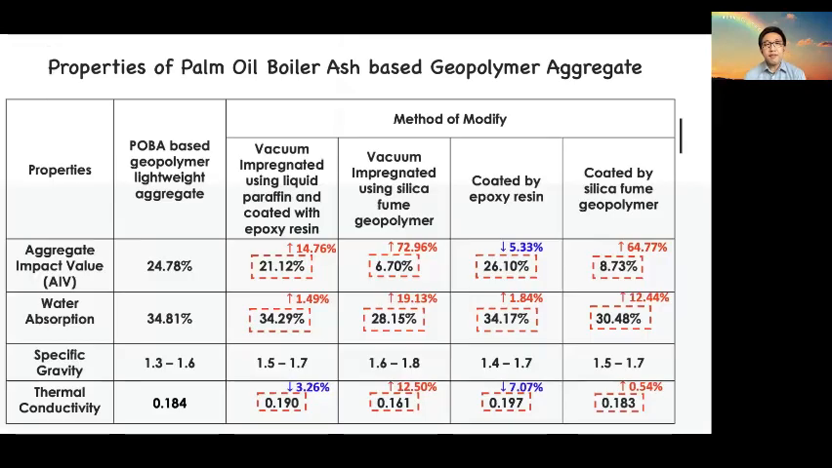This is the properties of plant oil boiler ash based geopolymer lightweight aggregate. As we can see from the results, the method of modification by vacuum impregnation using silica fume geopolymer has the best improvement in aggregate impact value, water absorption, and thermal conductivity. However, we can see that the method of modification by coating with epoxy resin shows no improvement in the properties of the aggregate.